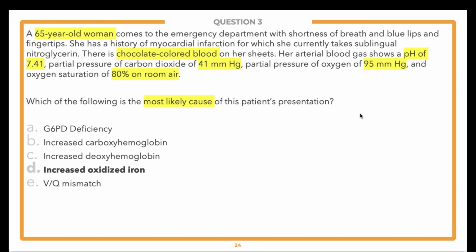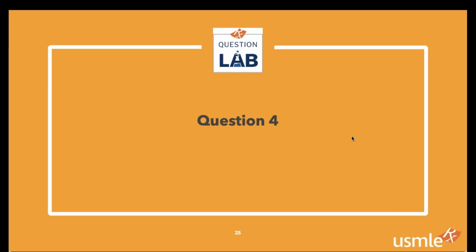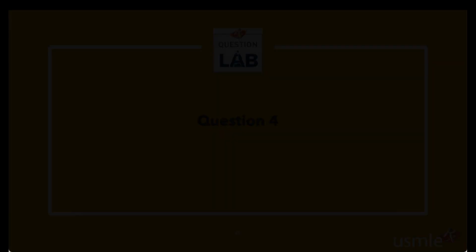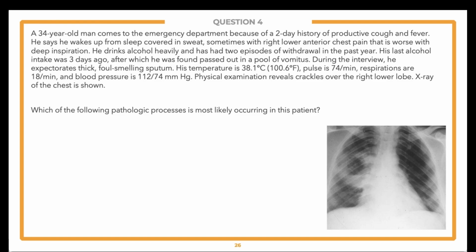Okay, so we're here. We're at the end of tonight's event. We've got one more question, and we're going to go ahead and reveal it here in just a second. So let's go ahead and reveal question number 4. So again, we've got an X-ray here, and we've covered up all of the answer choices, and we're going to start with the lead-in. Which of the following pathologic processes is most likely occurring in this patient?